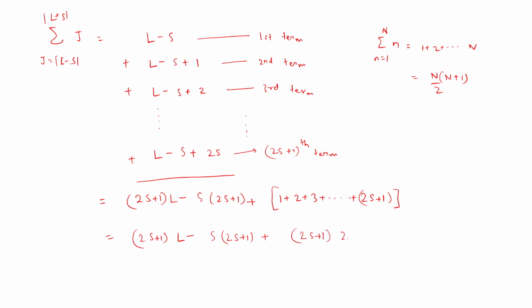2s plus 1, 2s plus 2 by 2. Okay, so what we have is 2s plus 1, and so 2s plus 1 we can take common here, here, here. So it is L minus S and plus S plus 1. Okay, so this is nothing but 2s plus 1 into L plus 1.